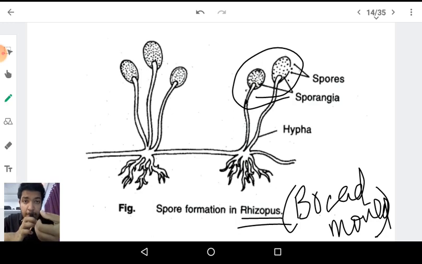During favorable conditions, these sporangia will burst, releasing a large number of spores to the exterior, and these spores are carried by air currents. And when a spore finds a suitable surface to land on, it is going to give rise to a new rhizopus. So this is the process of spore formation or sporulation in rhizopus. This is another method of asexual reproduction.